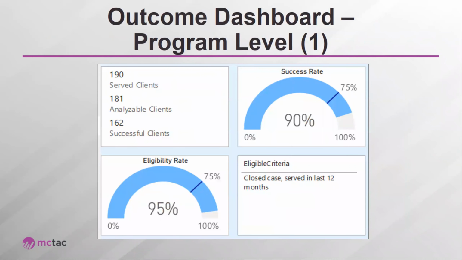So now let's say we looked at one of those programs and we want to drill down one level and see how things are going within the program. So we have 190 clients and 181 of them are analyzable. We know what the eligibility criteria is. It says it right there, that it's a case that is closed now, that was served in the last 12 months. And that seems fine to me. If we can speak to 95% of the clients we've served in the last year in terms of being able to analyze them, then I can feel pretty good about whatever outcome results we're about to see.